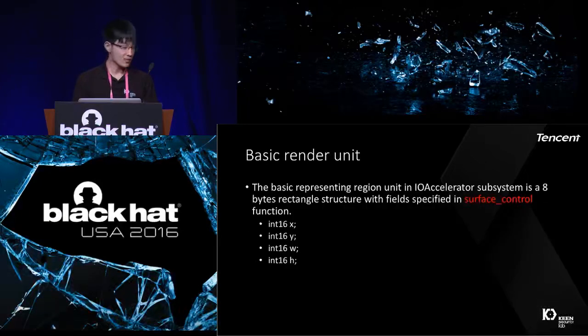And also, after these four basic functions, we also have a basic rendering unit, which is not only in the IO accelerator surface, but also in the IO accelerator subsystem. It is an 8-byte rectangle structure with a field specified in the surface control function. It's not hard to understand that to specify a rectangle and uniquely identify its location and size, you must provide the x coordinate, the y coordinate, and the width and the height of the rectangle.